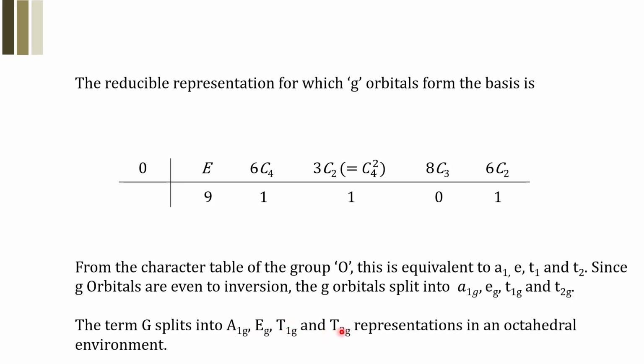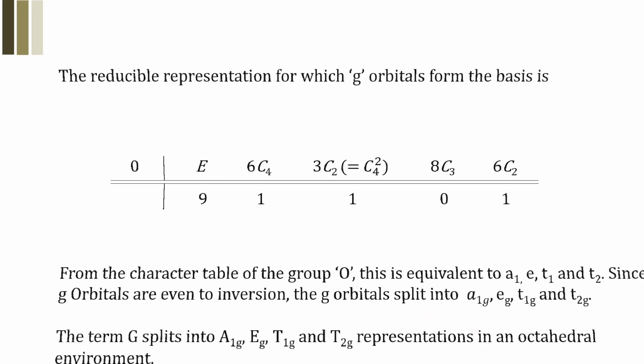So 1 plus 1 is 2, 2 plus 3 is 5, 5 plus 3 is 8, and 1 more, 9. There are altogether 9 configurations that we have seen for the identity as well. Thus, we are able to split the various terms under the octahedral environment.